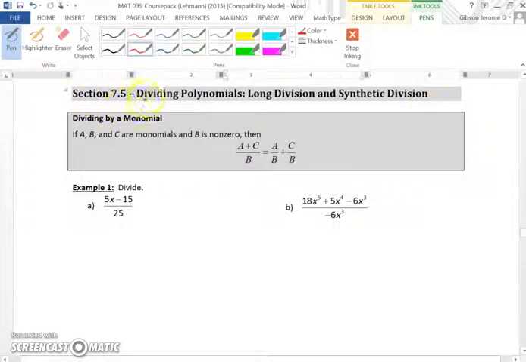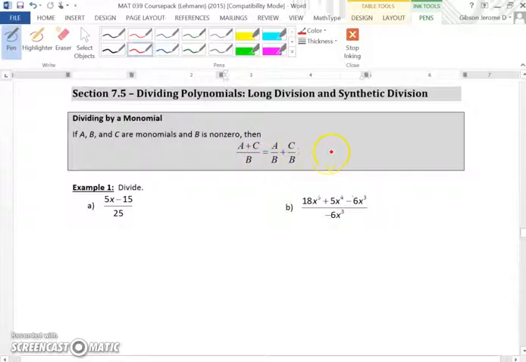Okay, class, we're about to start section 7.5, dividing polynomials using long division and synthetic division. It says dividing by a monomial. If A, B, and C are monomials and B is non-zero, then A plus C over B is equal to A over B plus C over B.